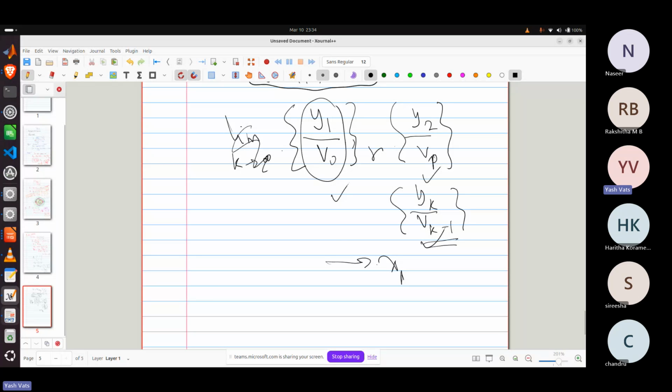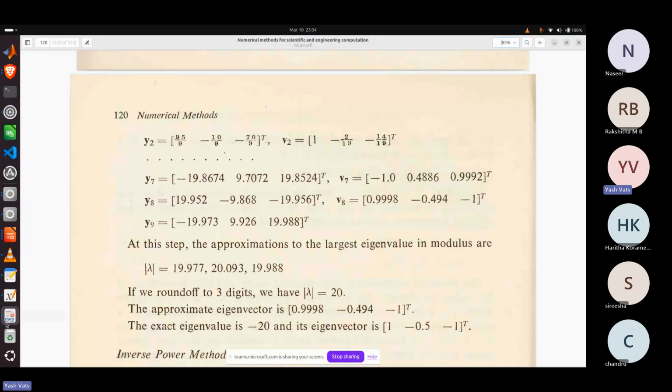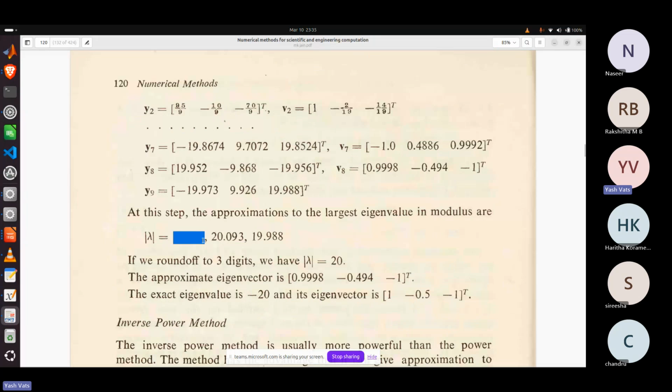So in this case, how is 19.977 calculated? It is y9 divided by v8. If you divide minus 19.973 divided by 0.998, then you will get this one in absolute value, of course. And second one as well, and third one as well. Then 19.988 divided by minus 1 will give you minus of that. So the absolute value is the same number. So you can verify that mod lambda is close to 20. Rounded off to 3 digits, it is 20.